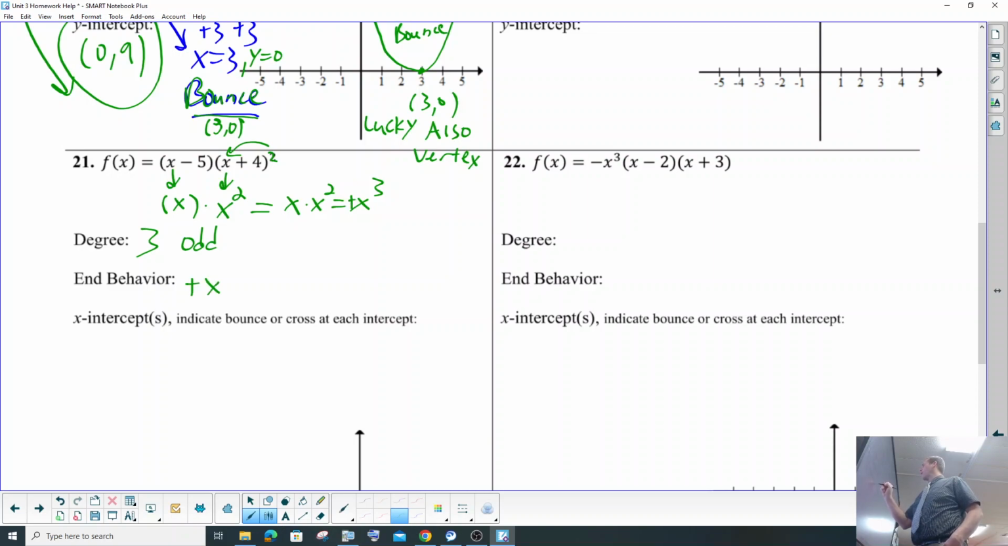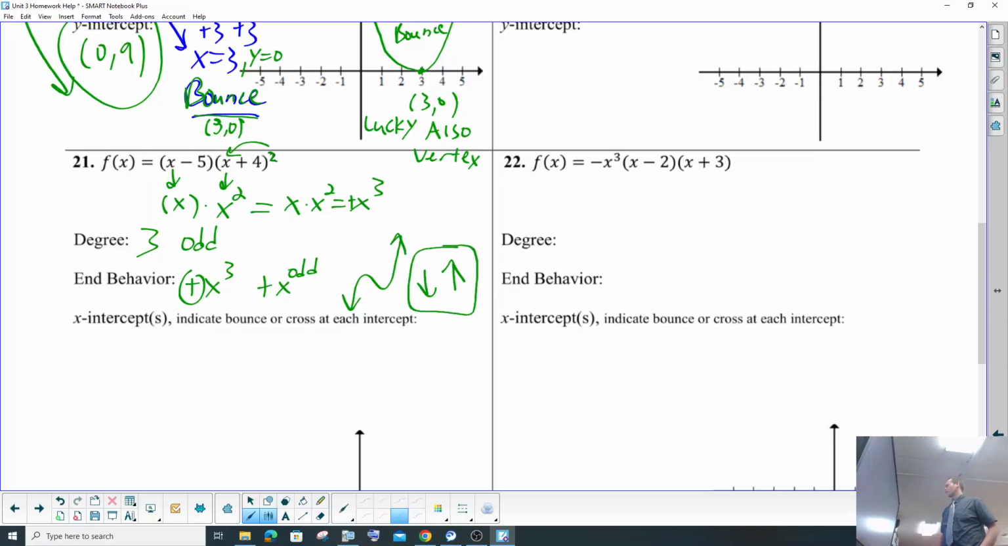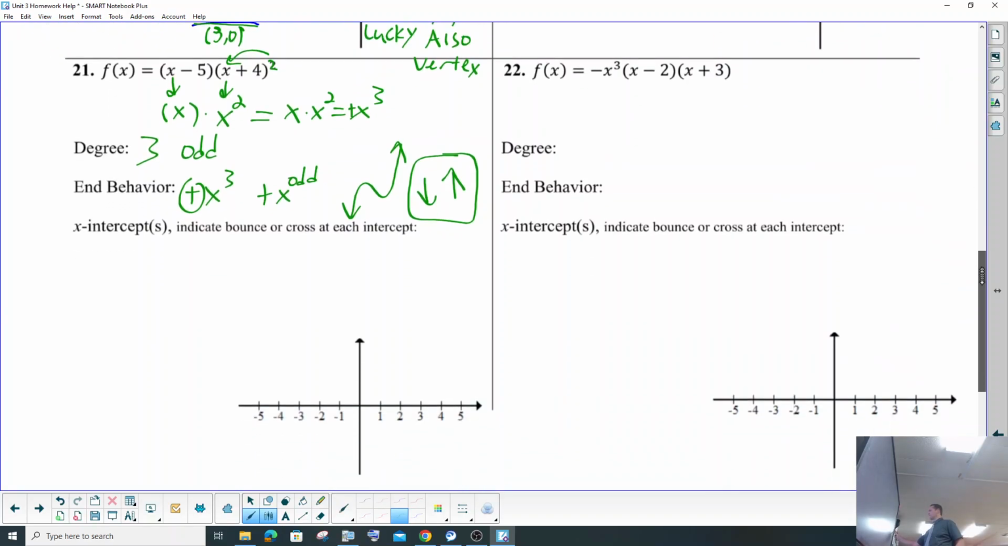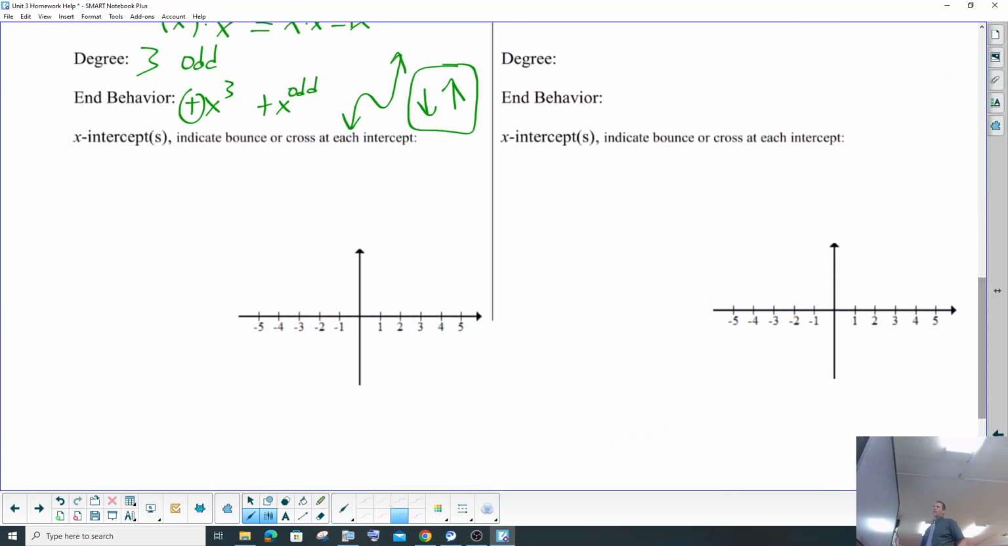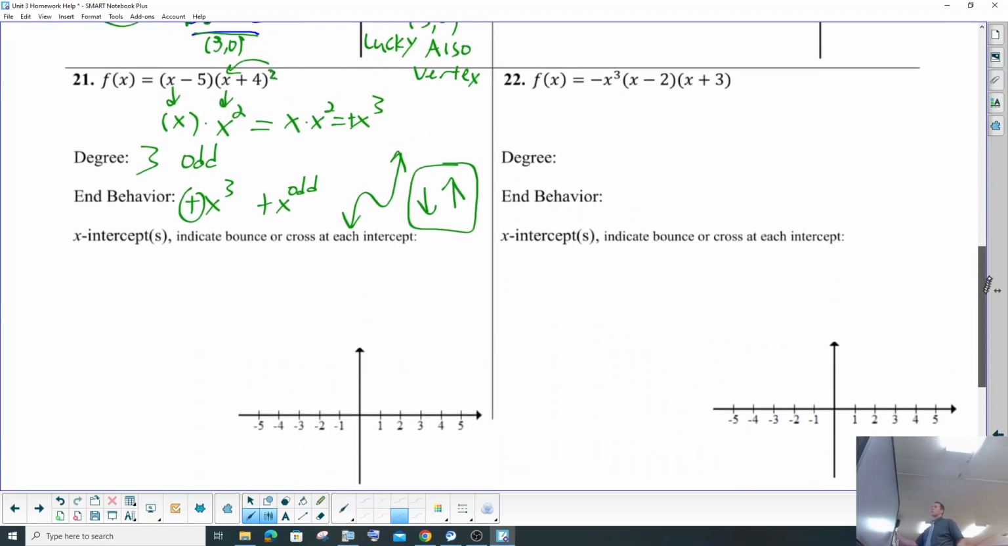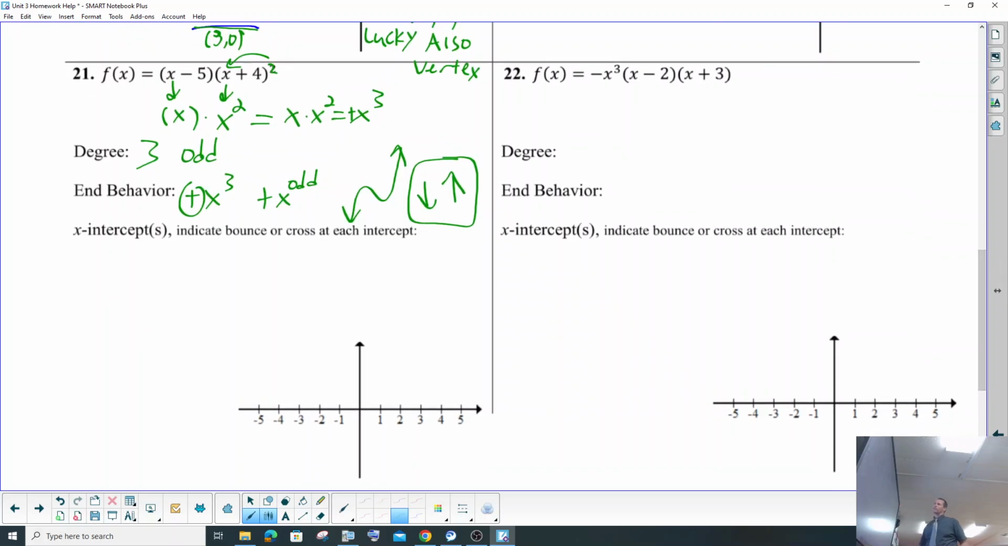That's important to know. What does that mean about our end behavior? Well, since it's going to be a positive x to the 3rd power, positive and odd means you're going to start off low, negative, but finish off positive. And so that's going to be down and then up. Down then up for our end behavior, good. And then what are our x-intercepts?